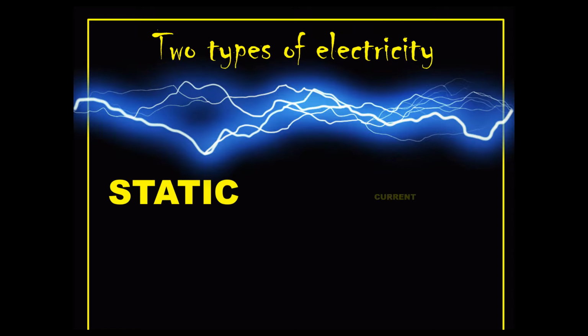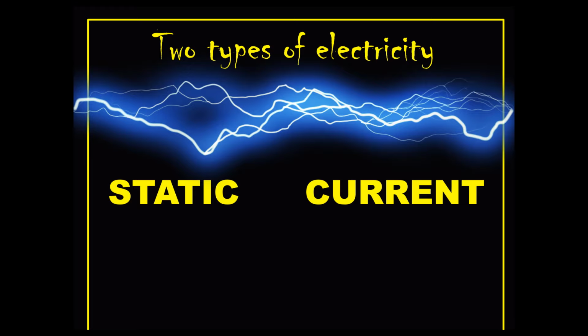Now we're going to focus on 2 types of electricity. We're going to start with static electricity, talk about what that is, some examples, how that works, and then we're going to go into current electricity, and then we're going to camp out here for a good bit of time.